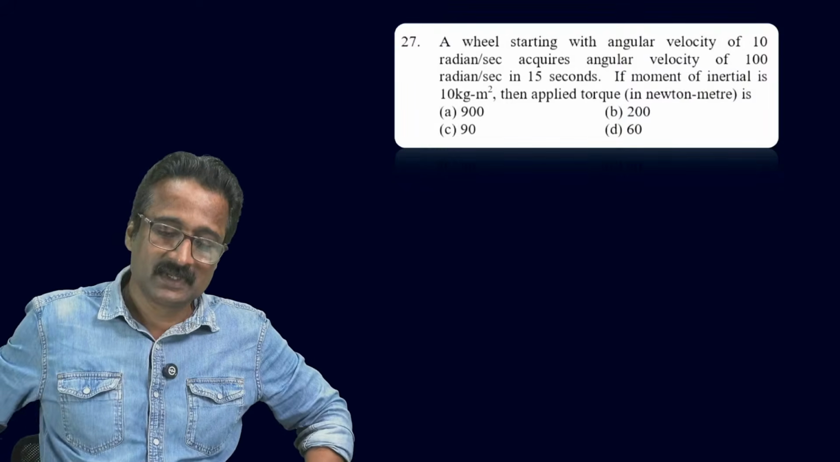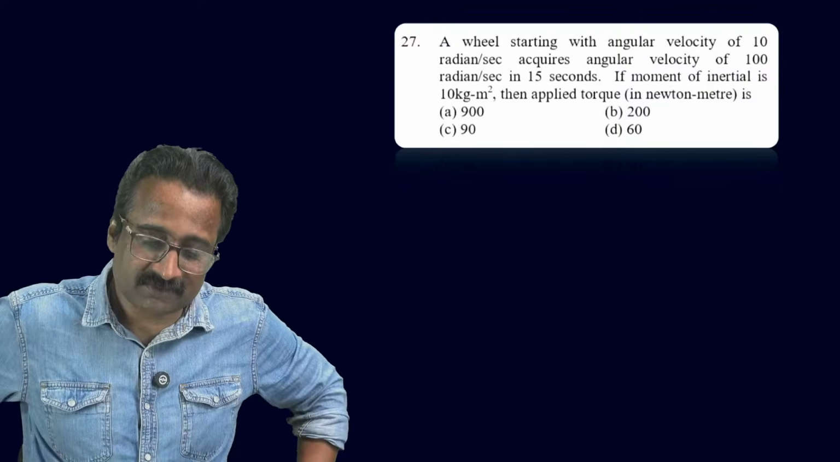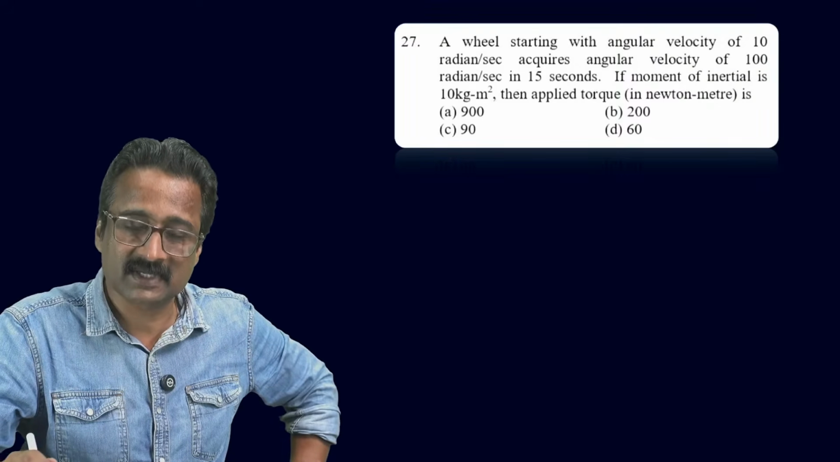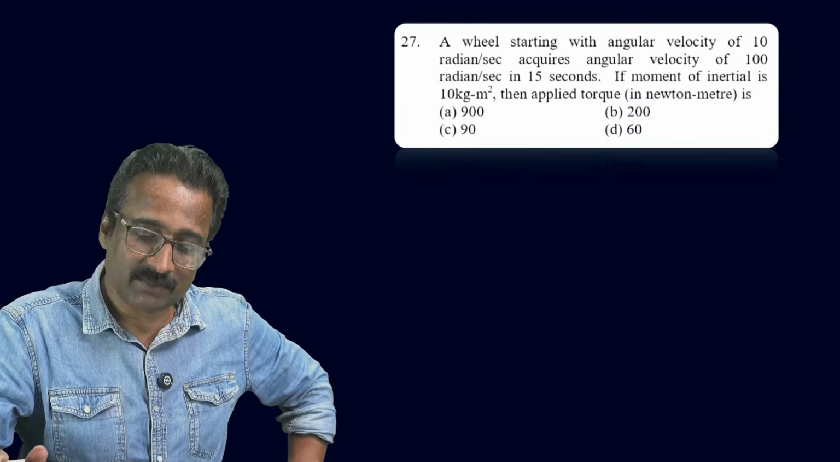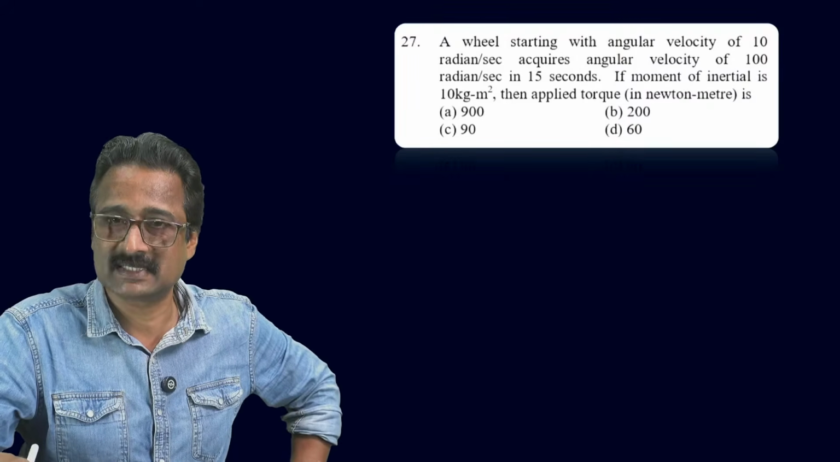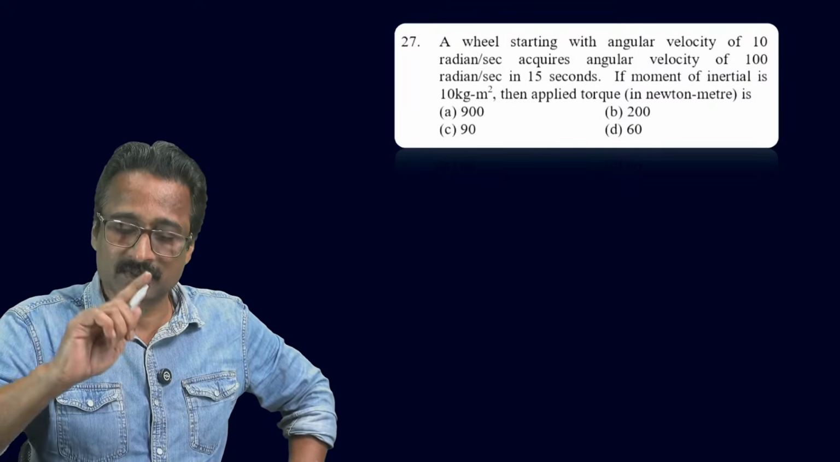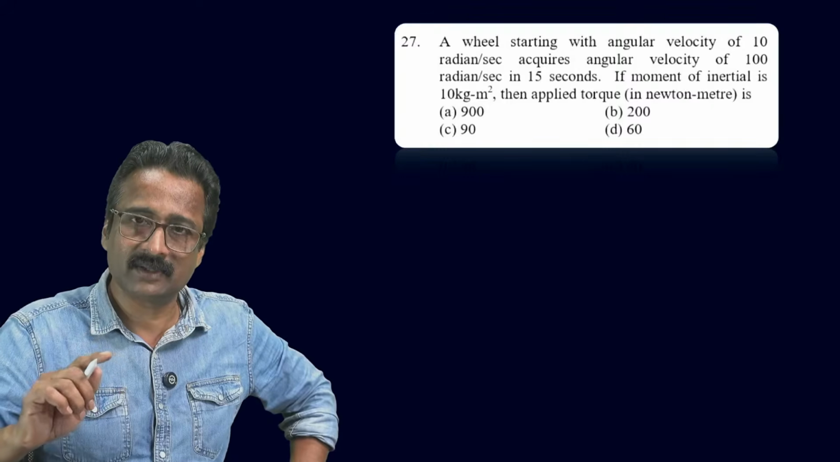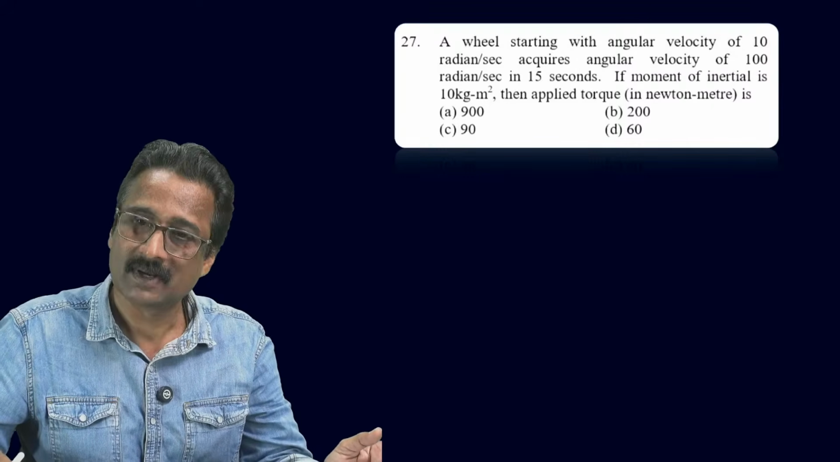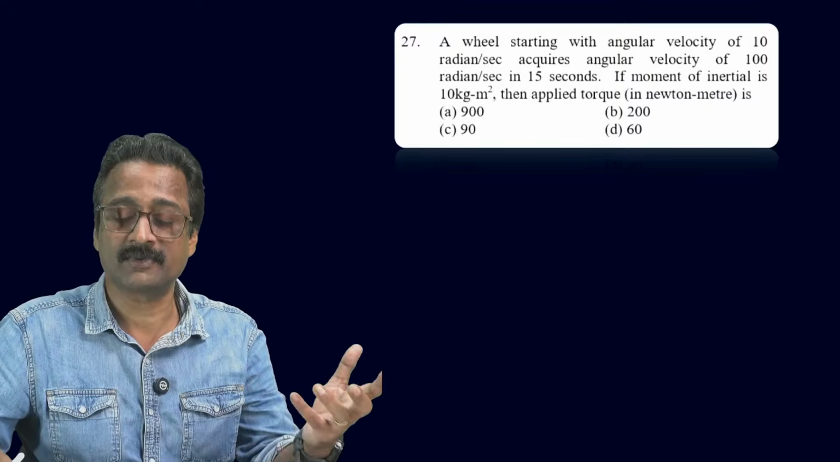Okay, thank you. A wheel starting with angular velocity of 10 radian per second acquires the angular velocity of 100 radian per second in 15 seconds. The moment of inertia is given to be 10 kg meter squared. Then the applied torque is. So here is a wheel that was rotating slowly. Later, it is speeding up to a speed of 100 radian per second. Now, what is the torque required for that?